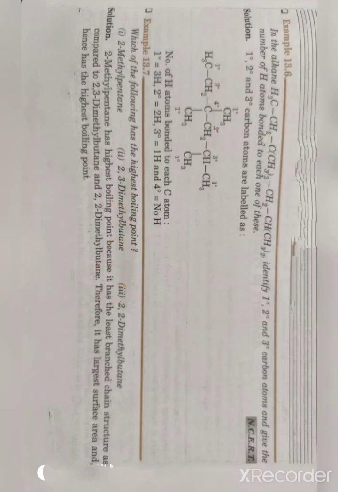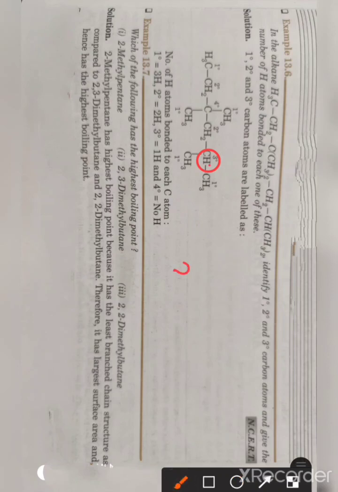Next 3 degree. Identify which one is the 3 degree carbon here. This one is the 3 degree carbon. So 3 degree carbon has a single hydrogen. How many hydrogens does a 3-degree carbon have? A single hydrogen is there.